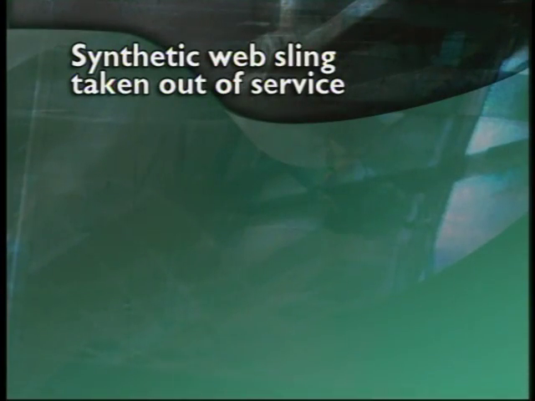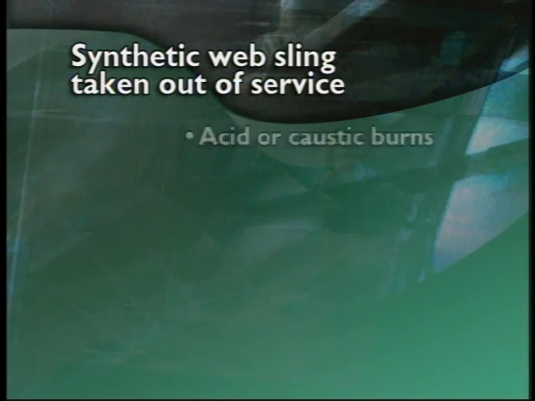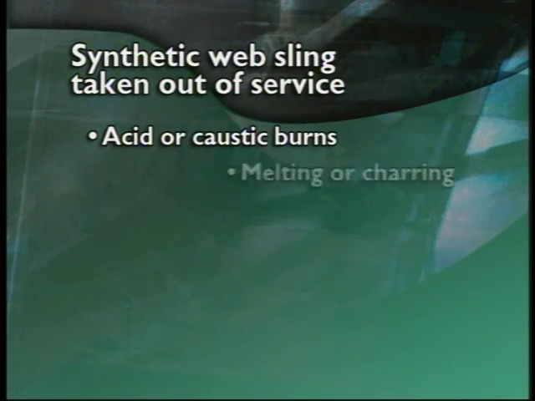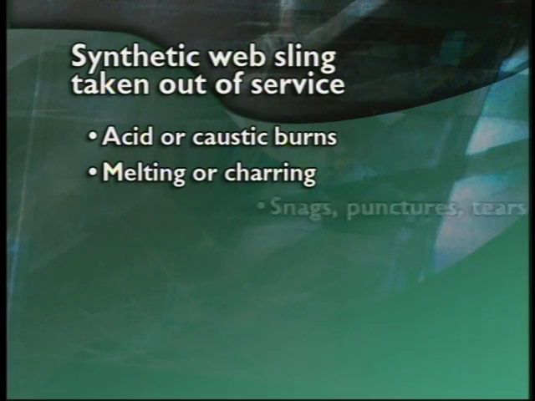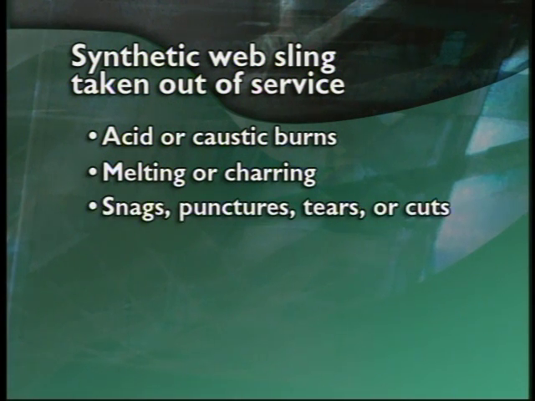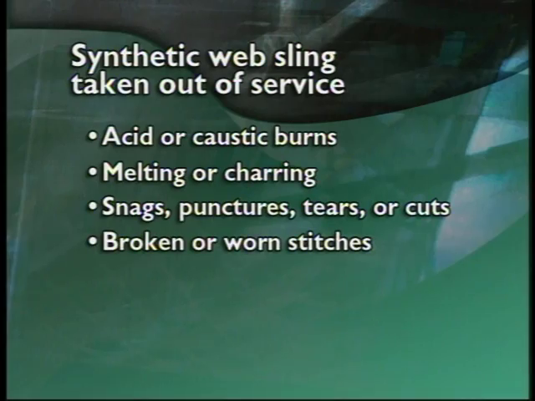Synthetic web slings must be immediately taken out of service if they have any of the following: acid or caustic burns, melting or charring, snags, punctures, tears or cuts, broken or worn stitches, distorted fittings.